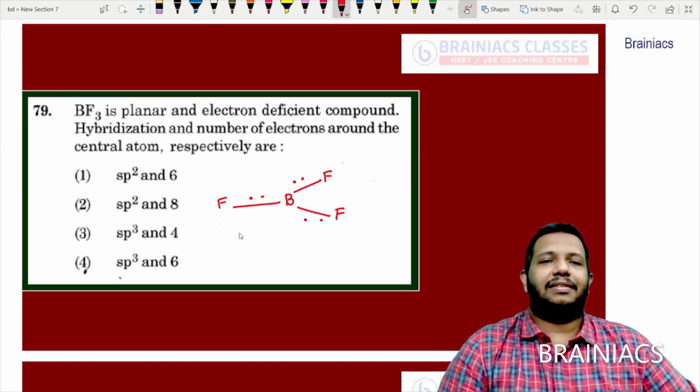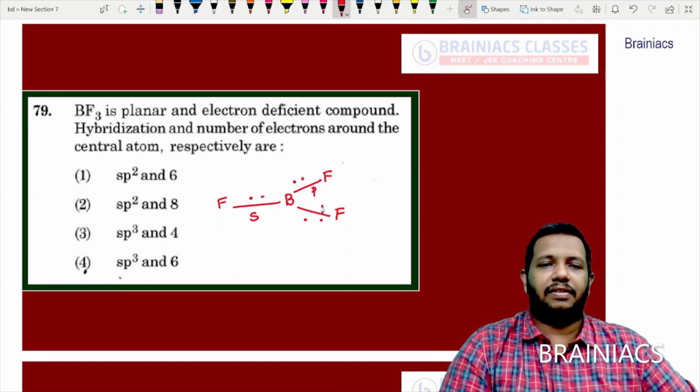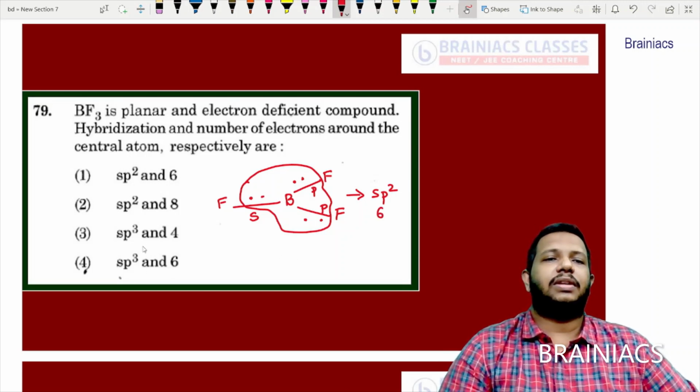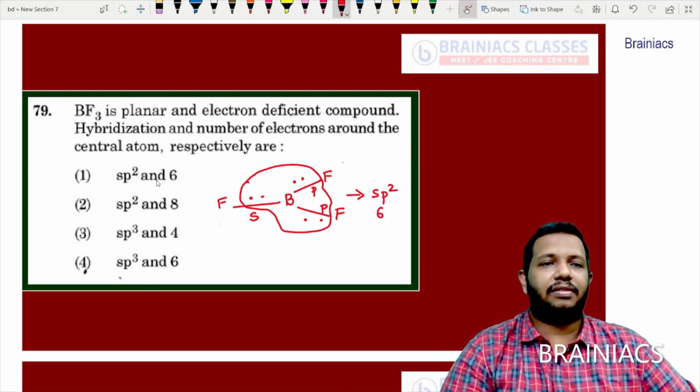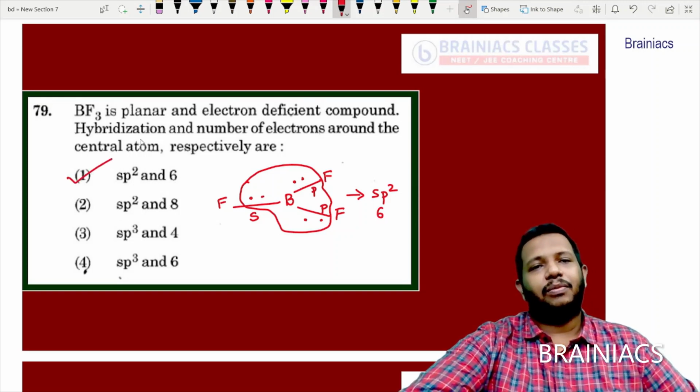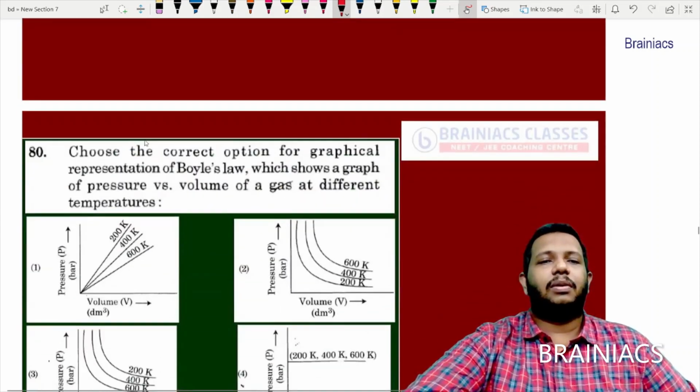So from that itself, I could understand. If you see the hybridization, yes, this is p and this is p. So the hybridization here is sp2. And around the central atom, how many electrons are present? 2, 4, 6. 6 electrons are present. So the answer here is sp2 hybridization and 6 electrons around the central atom. Option 1 is the correct answer. Clear? Very easy question. Now let's go to the next question.